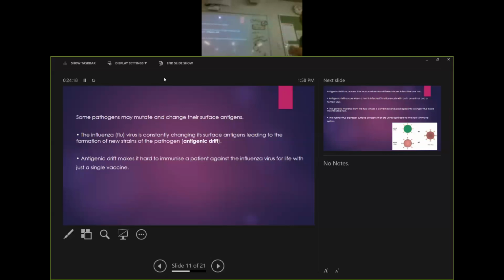So the flu, for example, is constantly changing the antigens on the outside of its capsid, and this is what we call antigenic drift. So antigenic drift is one specific pathogen changing its antigens. This makes it really hard to immunize against because the flu is changing so constantly. We create a vaccine, which takes a long time, and all of a sudden it's different. We've got to create new vaccines. So each year we have to make sure we get the flu vaccine because it keeps changing.